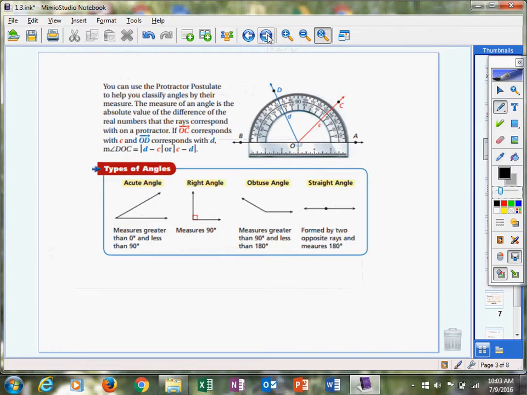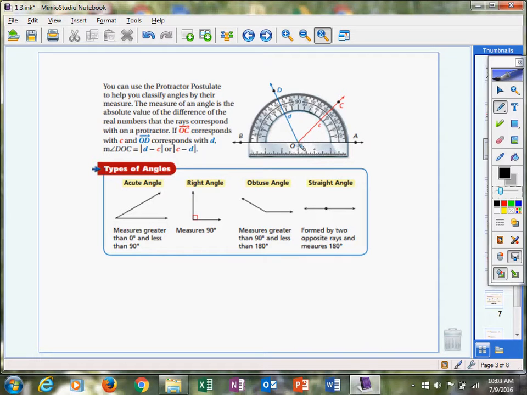All right, let's flip the page. Here's a picture of a protractor. Notice here the numbers are increasing. The bottom row is increasing right to left, and it looks like from left to right the top line is increasing. Okay, some students are confused by that. Don't be confused by that at all.